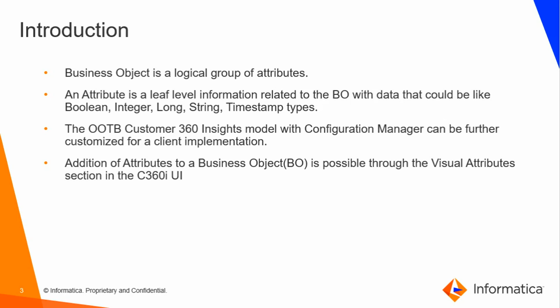An attribute is a leaf level information which has the data related to that business object with a data type such as string, character, or boolean, whatever data type based on the attribute you want to create. And out of the box, the configuration manager is a tool used for customization for a client. And addition of an attribute to a business object is possible through the visual attributes section in the Customer 360 UI.